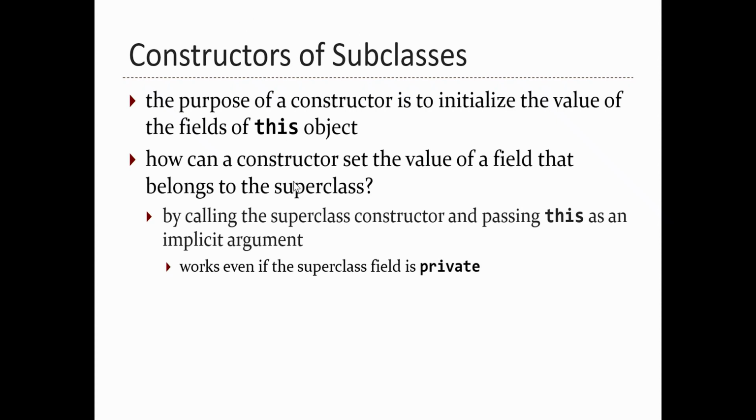If there's a field in the superclass that's private, that field still needs to be initialized somehow. But the subclass doesn't have access to that field, because it's private. A subclass does not have access to the private fields of the superclass. So how can the subclass initialize any private fields that belong to the superclass? The answer is: how do you initialize the fields of any class? You call a constructor. So subclasses are allowed to call the superclass constructor.